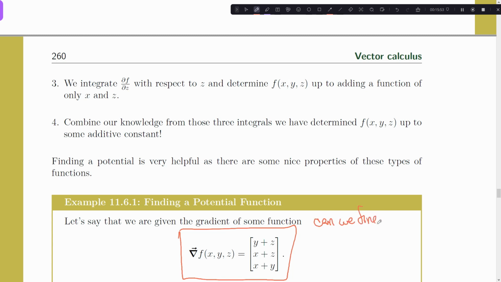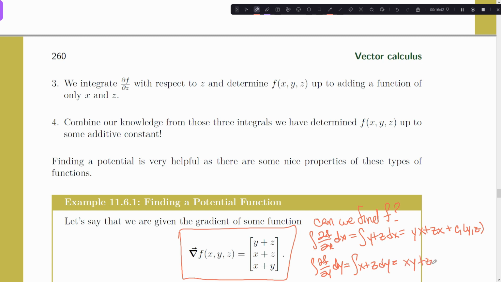Can we find f from the gradient given on the left? Well, let's go ahead and integrate partial f partial x with respect to x. That's going to give me y plus z integrated against x, and I get yx plus zx plus, now keep in mind, this constant is going to be a function of y and z. If I integrate with respect to y, that is x plus z dy, and I recover xy plus zy plus a constant in x and z.